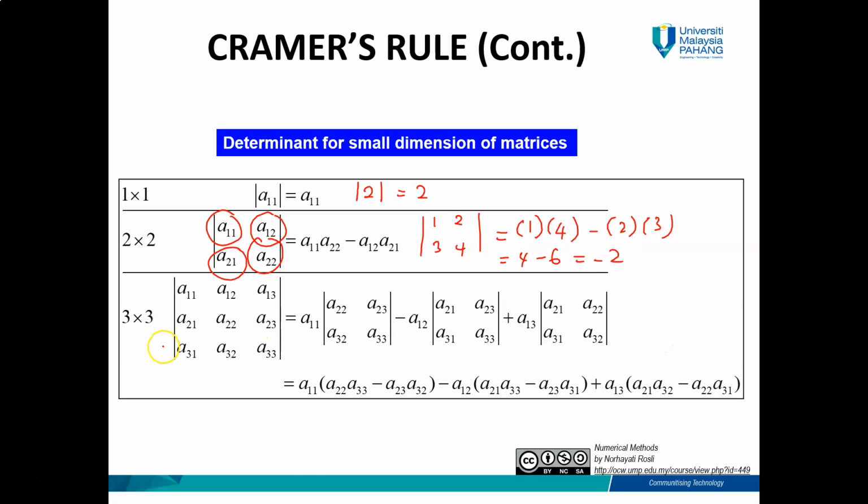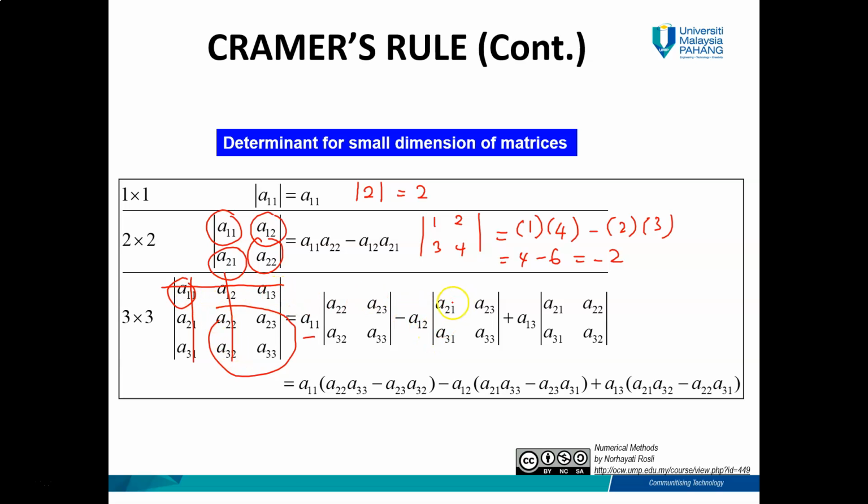If we have a 3 by 3 system, the calculation becomes more complicated, as we need to find the determinant, which is equal to A11 times the following. We close the first row and first column, and the intersection happens here, so we take A11. We then compute the determinant of the rest. Next, minus, we close the second column with the first row.